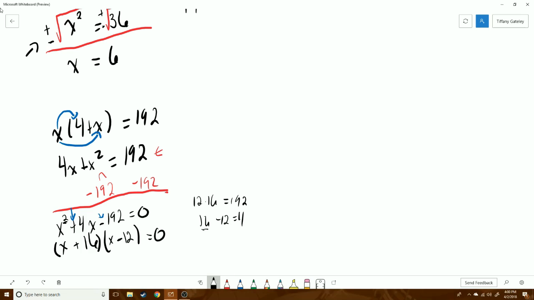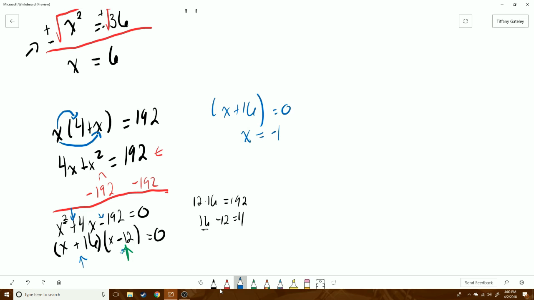Now then, to finish this, you solve each one for 0, because if this is 0, then the entire thing is 0, because 0 times a number, no matter what this is, is 0. And then when this is 0, then the entire thing's 0. So you have x plus 16 equals 0. So subtract 16 from both sides. I'm not going to show that because that's simple.